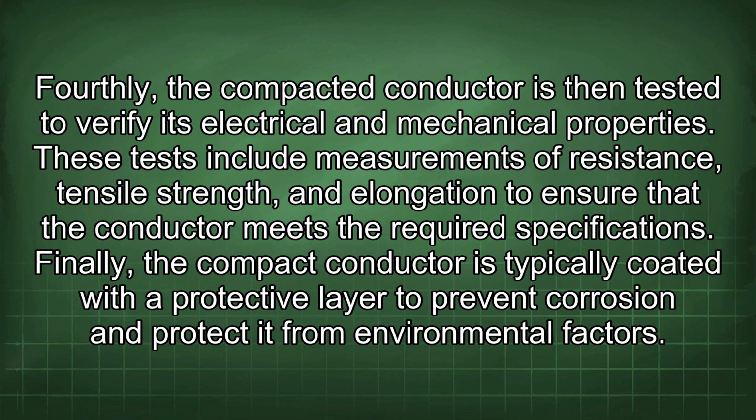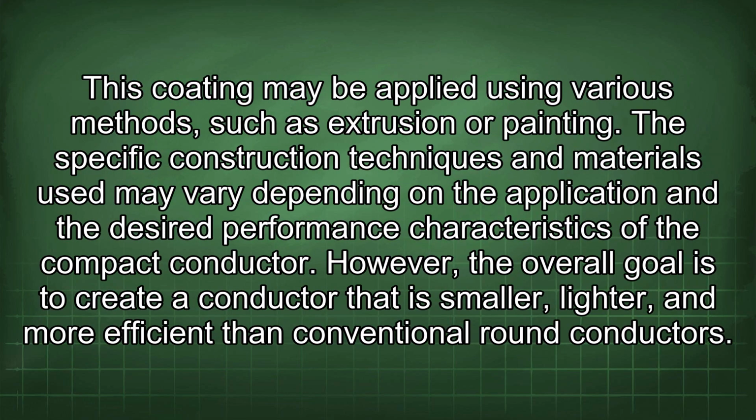Fourthly, the compacted conductor is then tested to verify its electrical and mechanical properties. These tests include measurements of resistance, tensile strength, and elongation to ensure that the conductor meets the required specifications. Finally, the compact conductor is typically coated with a protective layer to prevent corrosion and protect it from environmental factors. This coating may be applied using various methods, such as extrusion or painting.